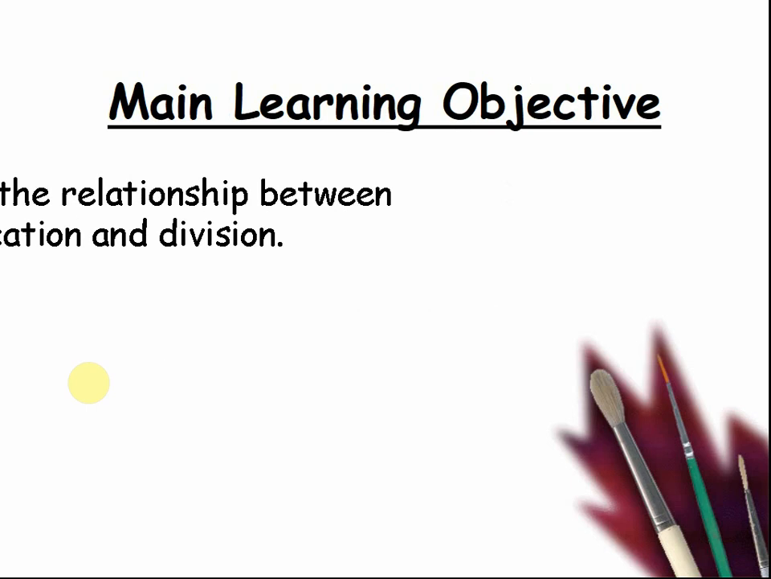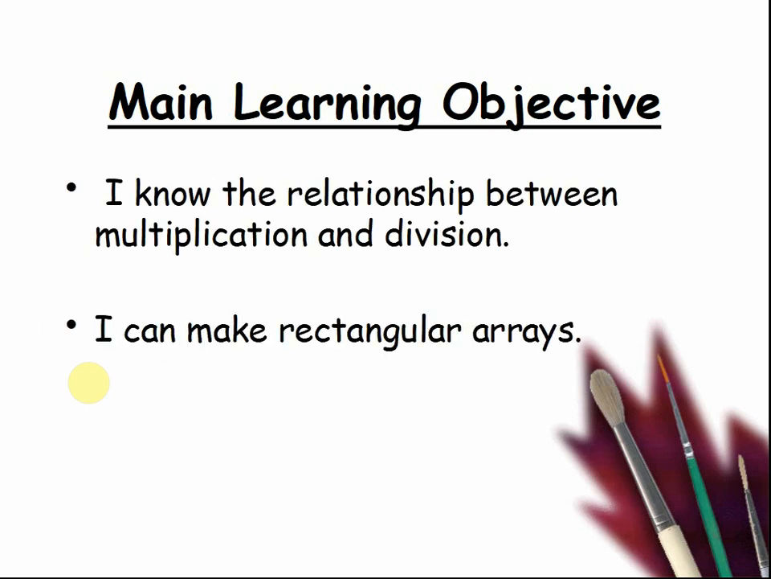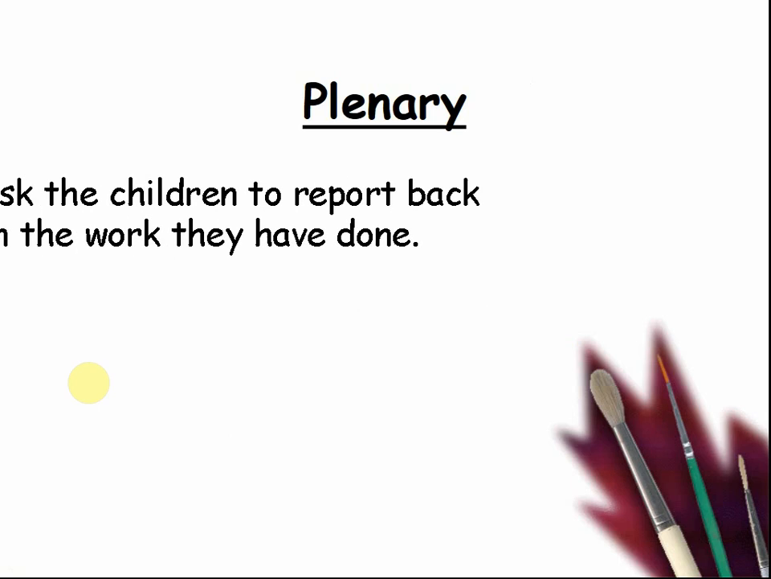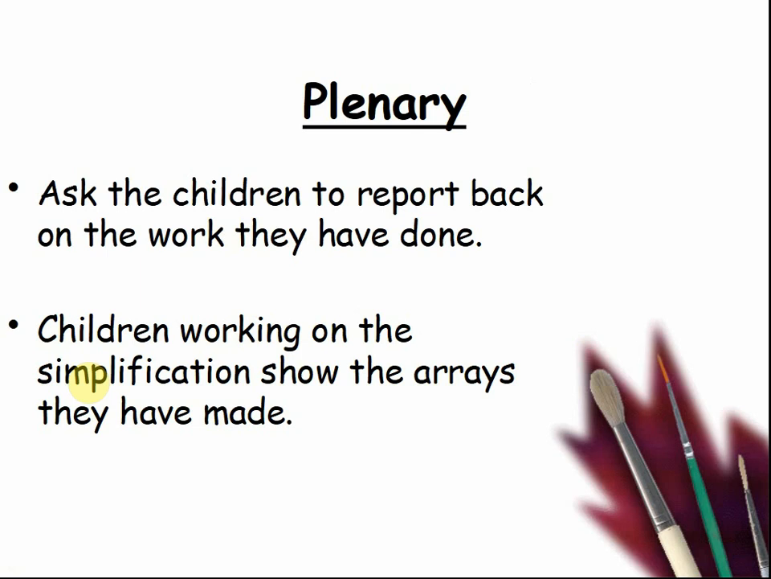Main learning objective: I know the relationship between multiplication and division. I can make rectangular arrays. I can write times and divide. Ask the children to report back on the work they have done. Children working on simplification show the arrays they have made. Pause the video and discuss their work.